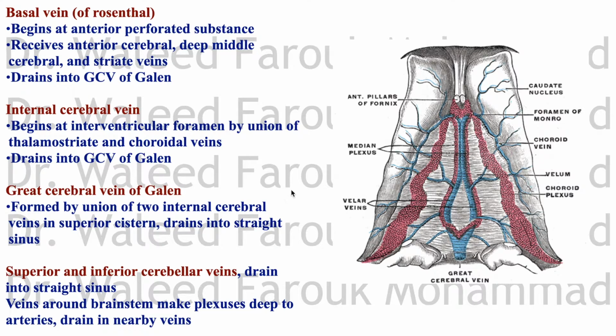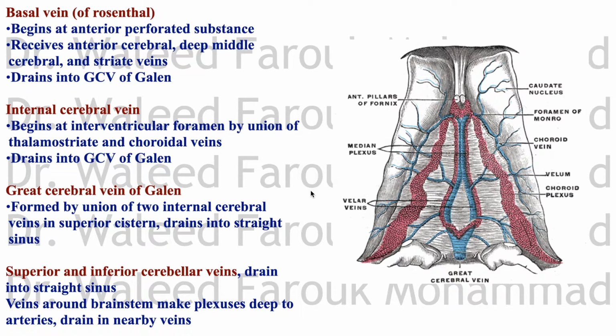The internal cerebral veins, these are the internal cerebral veins, see? They join to form the great cerebral vein of Galen, and they begin at the interventricular foramen of Monro by the union of the thalamostriate and choroid veins. See? The choroid veins and thalamostriate veins form the internal cerebral veins, which unite together to form the great cerebral vein of Galen.